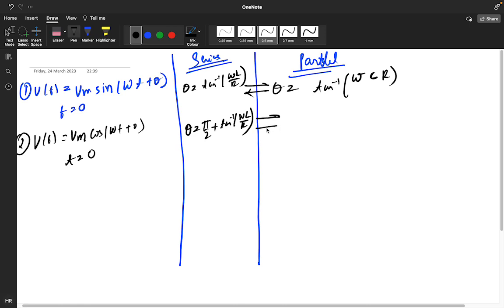For a parallel network, how will it be? Theta is equal to pi by 2 plus tan inverse omega RC. Okay, omega will be omega only, your L will become C, your 1 by R will become R, or R will become 1 by R. So this is the second case.